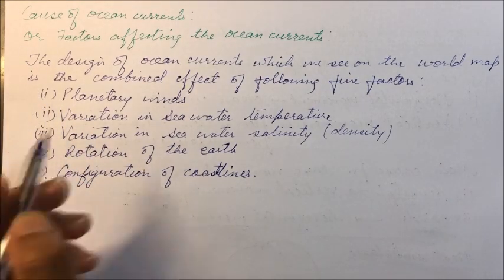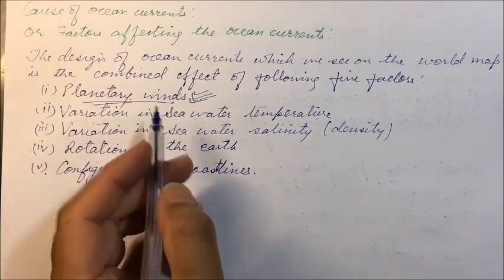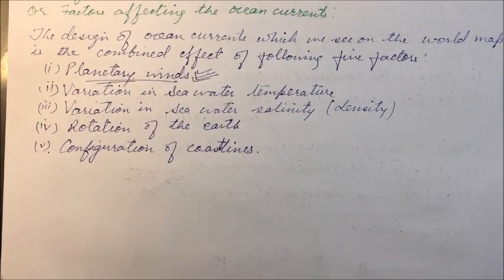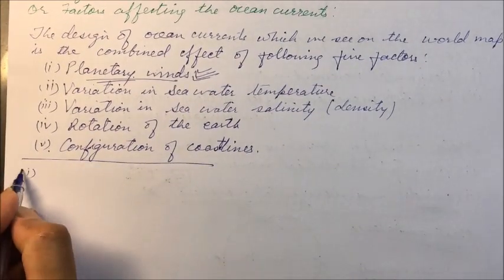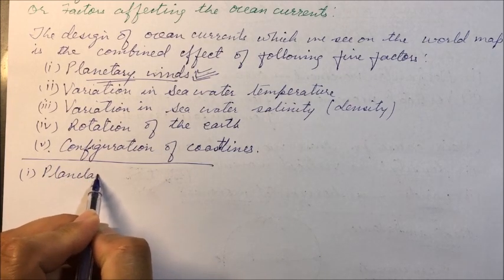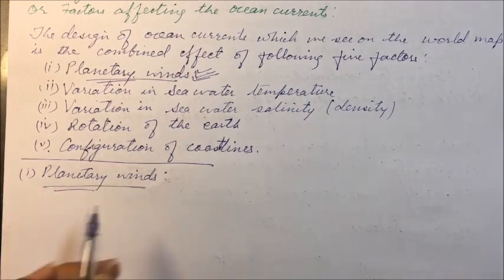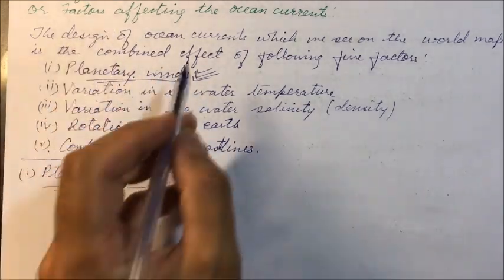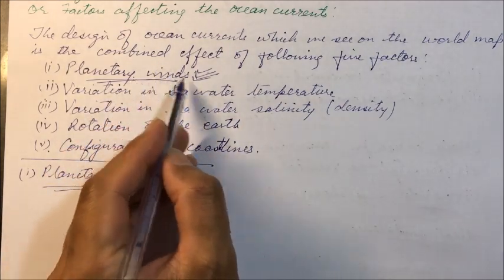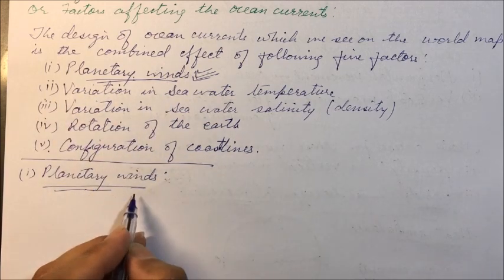Among these 5 factors, planetary winds play the major role. It plays the leading role in shaping the ocean currents. So we'll start with the first cause, that is planetary winds. Before discussing how planetary winds affect the ocean currents, how they play the leading role in shaping the ocean currents, let us discuss a little bit about planetary winds.